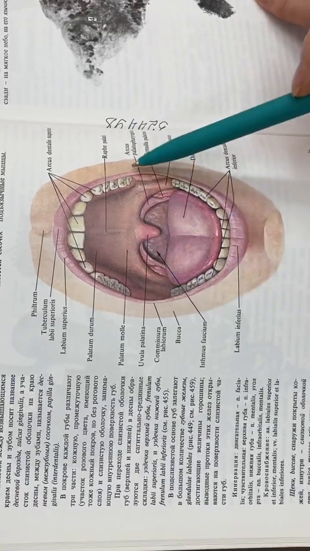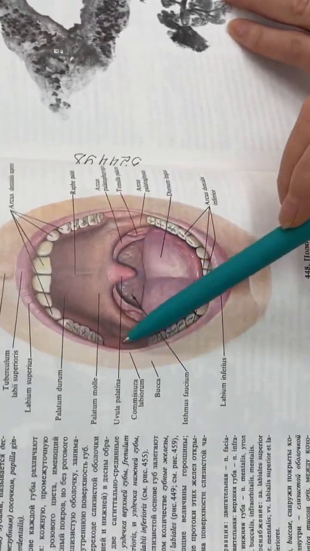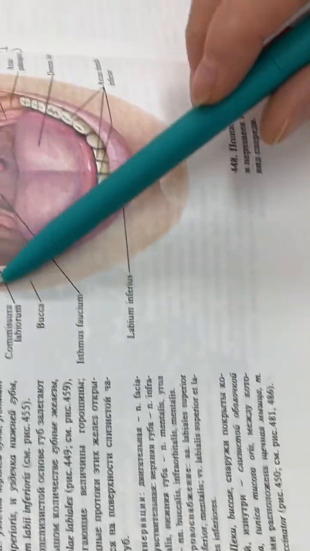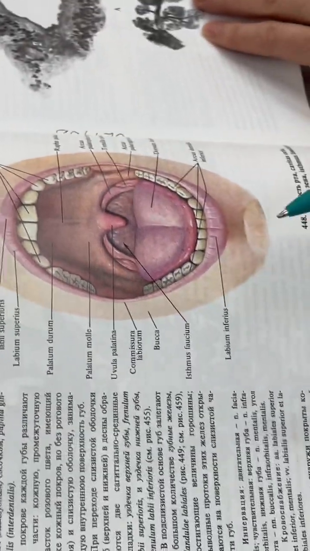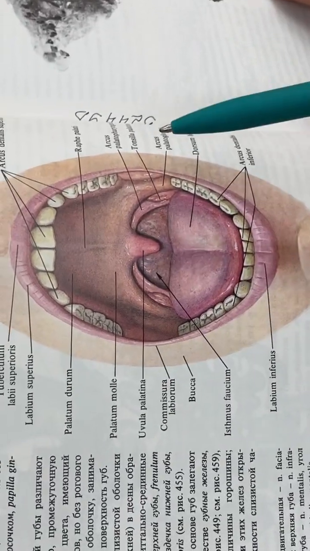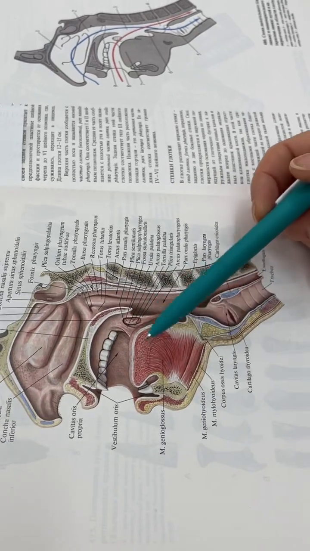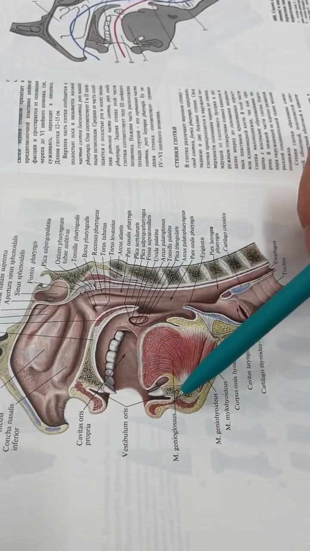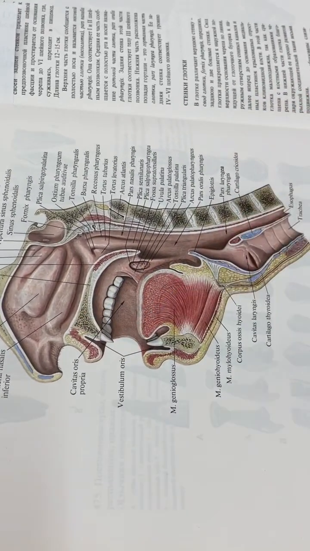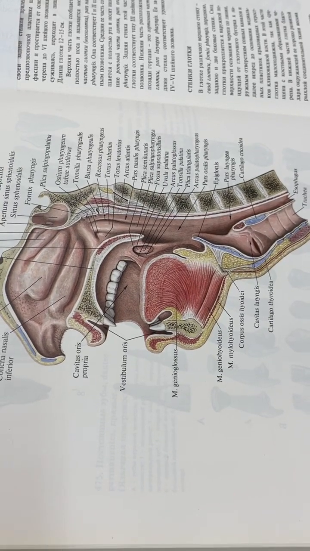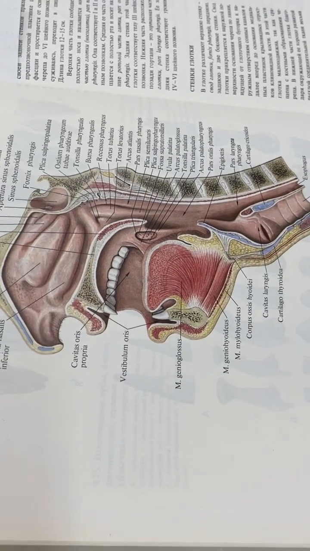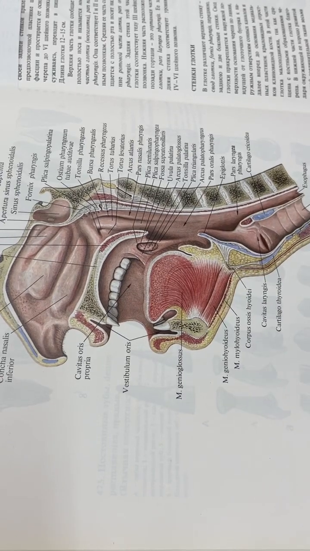Then the two lips are connected at the commissure. You can see the corners of the mouth here, then this oral fissure. If you look inside, we have the oral cavity. The oral cavity is limited externally by the lips and by the cheeks.